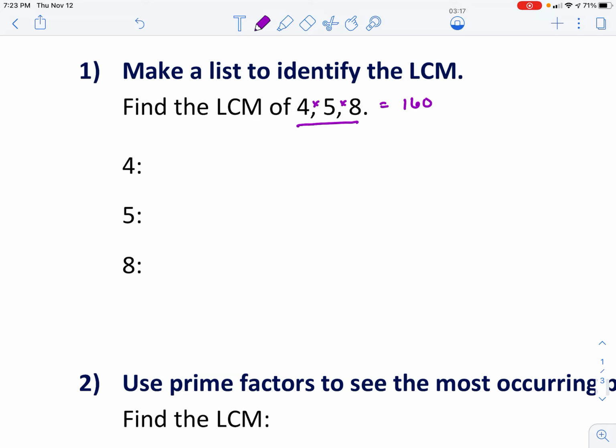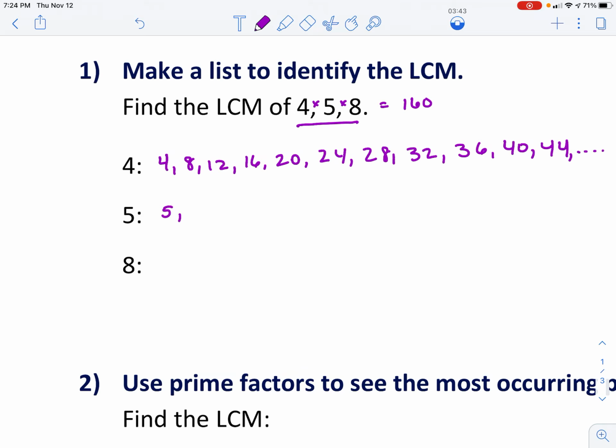So let's make a list to identify the LCM here. And this is traditionally, I think when you very first learn how to use the LCM, the method that's typically taught. Alrighty, so I'm going to list the multiples of 4: 4, 8, 12, 16, 20, 24, 28, 32, 36, 40, 44, and I'm going to stop right there because I'm running out of room. And then for 5, I'm going to go 5, 10, 15, 20, 25, 30, 35, 40. Oop, I might be onto something. I'm going to stop there and see if I get 40 down here.